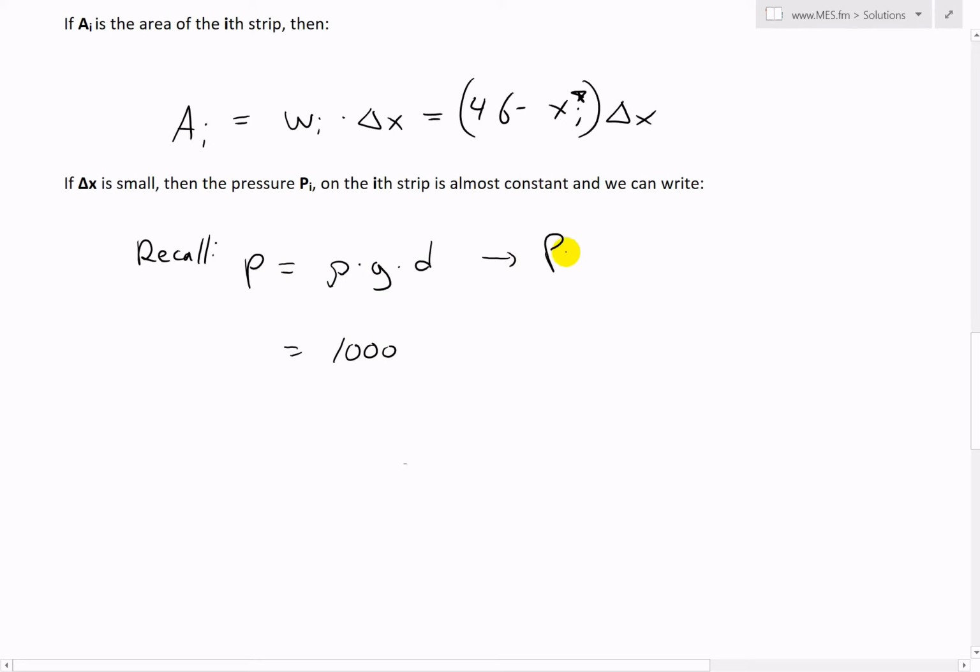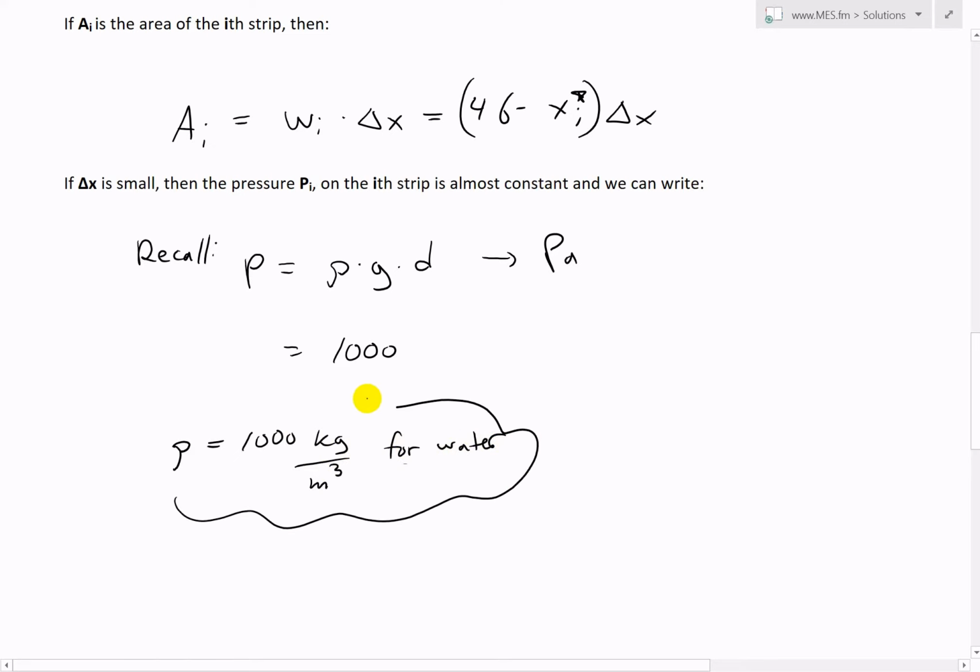This unit is going to be in pascals. This 1,000 comes from rho equal to 1,000 kilograms per meter cubed, the density of water. Let's just say for water, so let's say we have that.